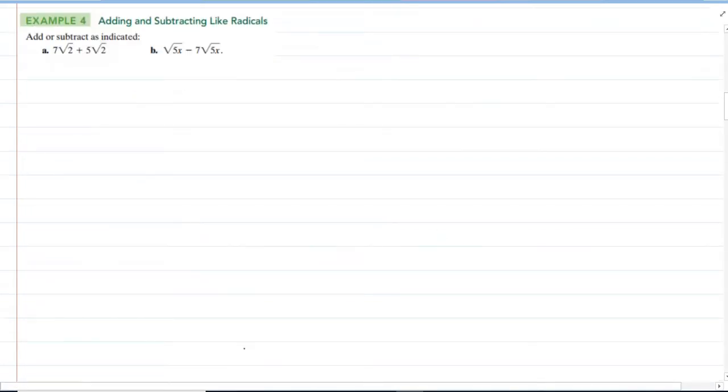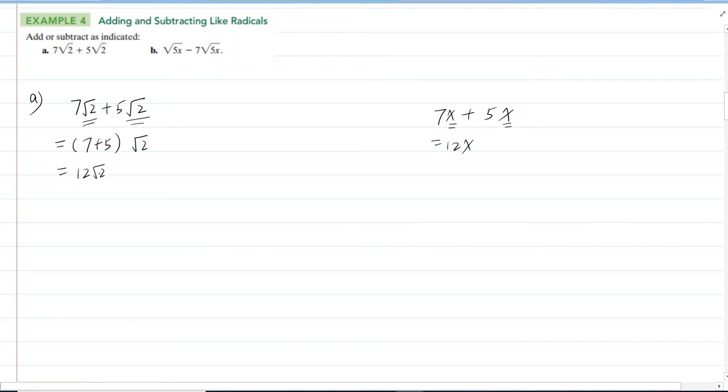Example 4 is adding and subtracting like radicals. Most of these questions are all from your algebra 1 or 2. Let's go ahead and work on this part A. We have 7 square root of 2 plus 5 square root of 2. It's very similar to when you're working with, for example, 7x plus 5x. You just collect the like terms, you're going to get 12x. It's the same concept. So you have the same radical right here, so that will give you 12 square root of 2.